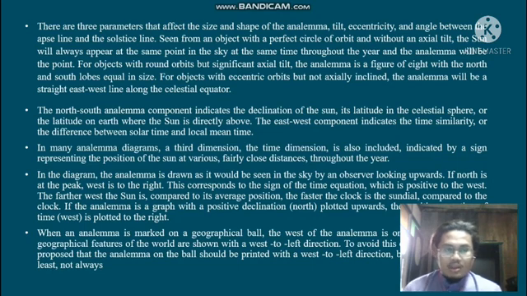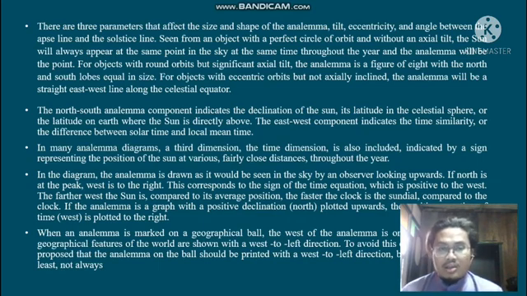There are three parameters that affect the size and shape of an analemma: tilt, eccentricity, and the angle between the apse line and the solstice line. Seen from an object with a perfect circular orbit and without an axial tilt, the sun will always appear at the same point in the sky at the same time throughout the year, and the analemma will be a point. For an object with a round orbit but significant axial tilt, the analemma is a figure of 8 with the north and south lobes equal in size.